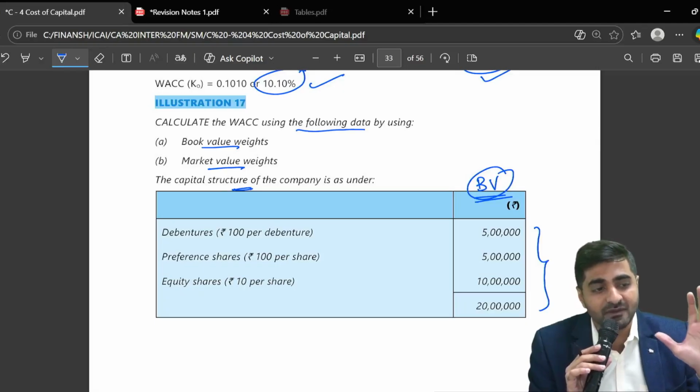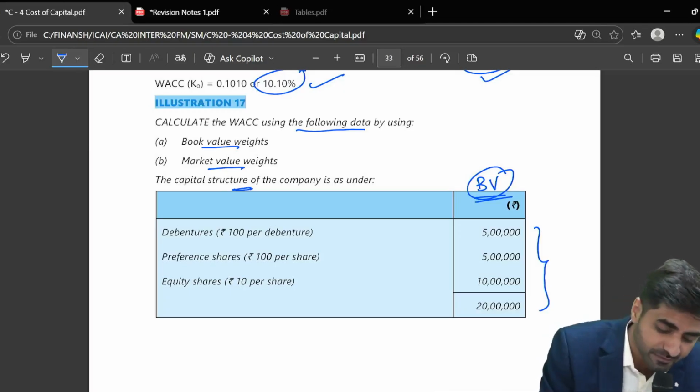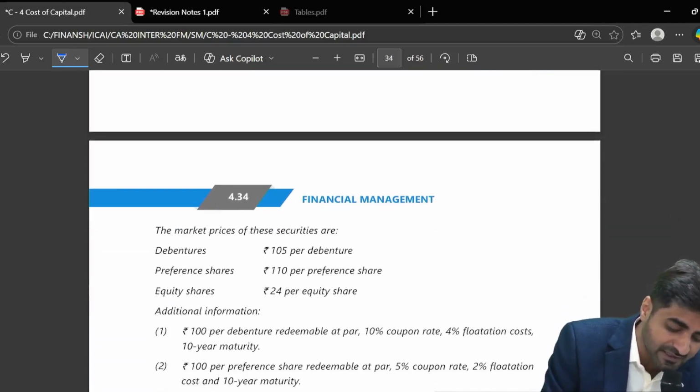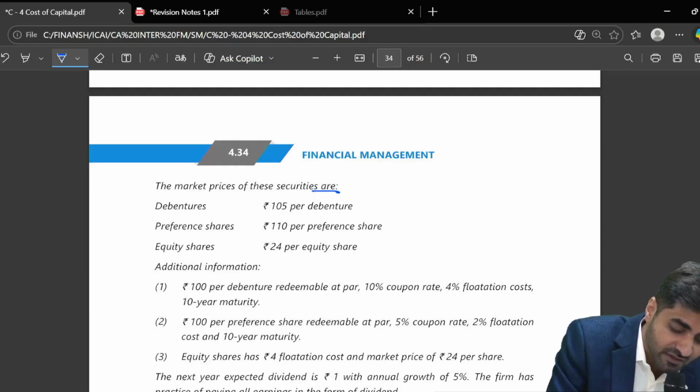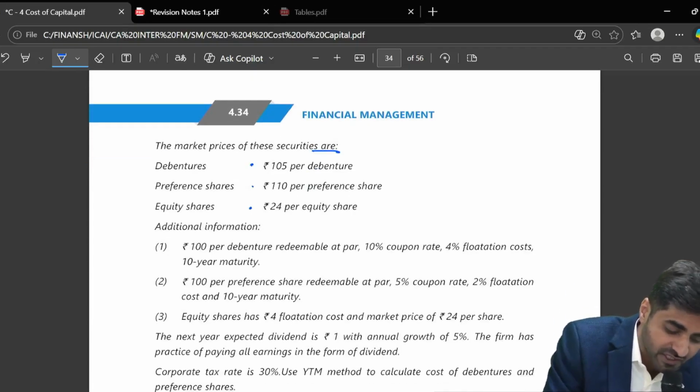Capital structure of the company means what? Whatever is there in your book value, we are taking that into consideration. Okay. And now the market prices are given to you for each of the securities, which are debenture 105, preference share 110, and equity shares 24.